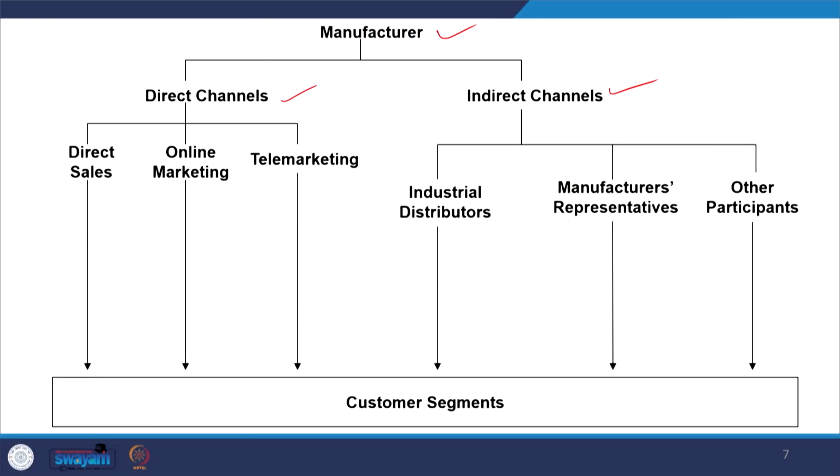Then you have telemarketing, which is still important, but it is slowly losing out, because e-commerce is nearly becoming the most used platform, you can say. In indirect channels, you have industrial distributors, manufacturer representatives and other participants, right? All these depend on what kind of customer segments you are targeting.